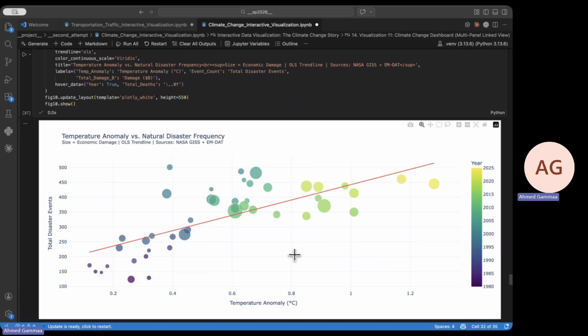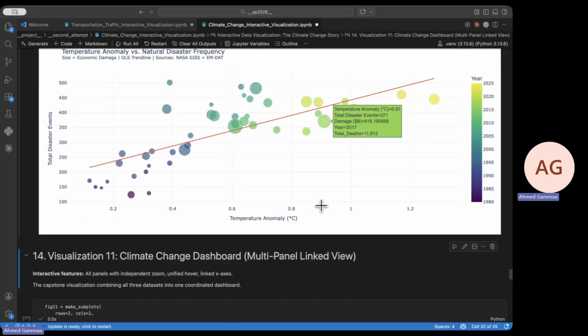And the other thing is that as we go from left to right, as the temperature increases, we notice the circles are becoming bigger and bigger. And please note that the diameter of the circle is the damage in billions of dollars. So as the temperature goes on, the frequency of events becomes bigger, and the damage associated with those events is bigger, which summarizes what we wanted to say.